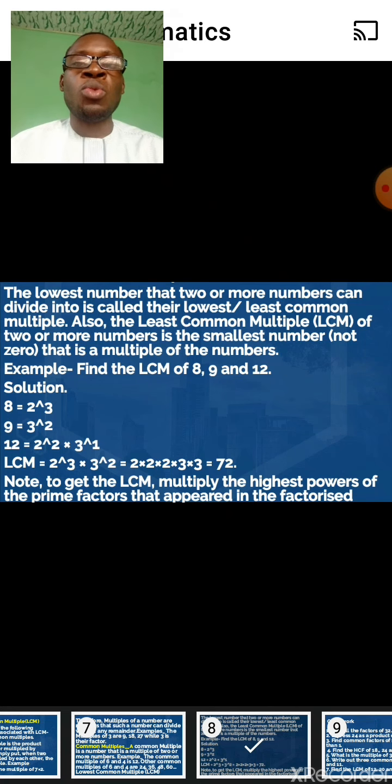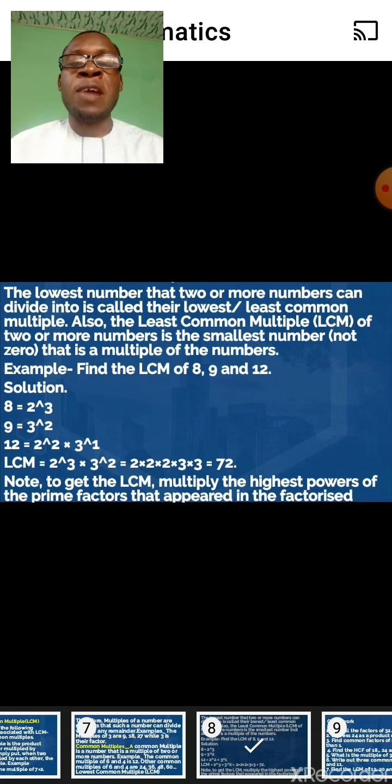You go to 12. If you divide 12 by 2, you have 6. You divide 6 by 2, you have 3. You divide 3 by 3, you have 1. So you now have that the factors of 12 are 2 raised to power 2 times 3 raised to power 1.